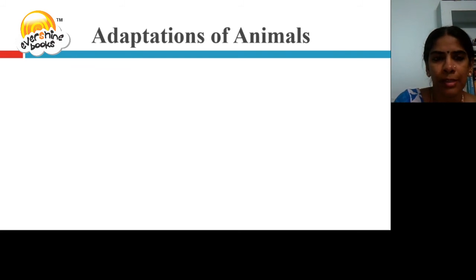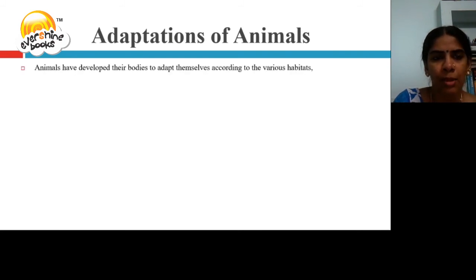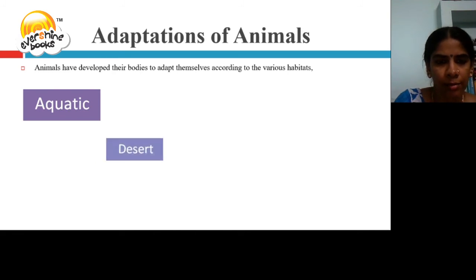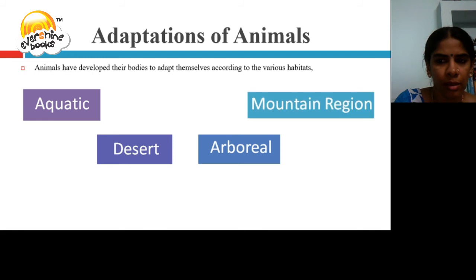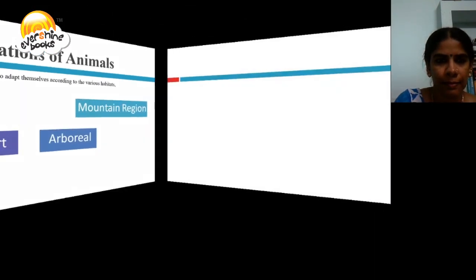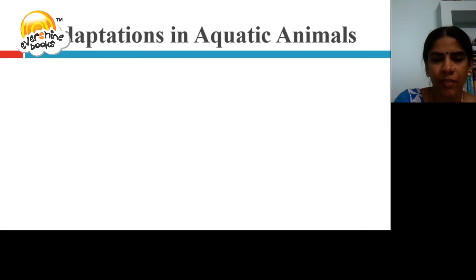Adaptations of animals. Animals have developed their bodies to adapt themselves based on their habitats: aquatic, desert, arboreal, and mountain region. Let us discuss all the adaptations of animals in these particular habitats. Let us first learn about the adaptations in aquatic animals.